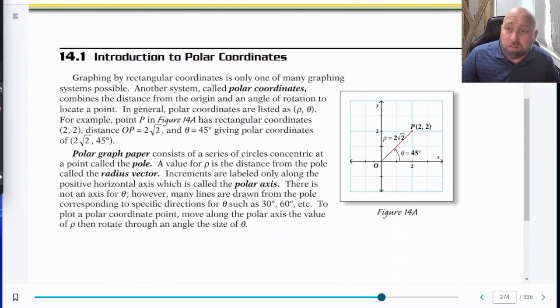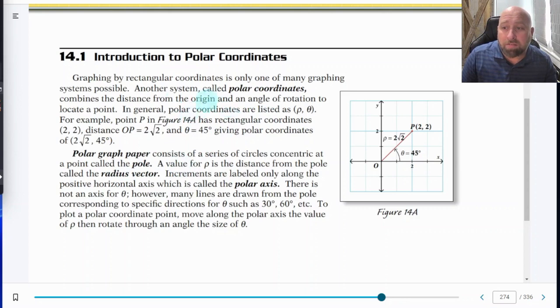Introduction to polar coordinates. Graphing by rectangular coordinates is only one of the many graphing systems possible. Rectangular coordinates are the Cartesian plane, the x and the y. Another system is called polar coordinates. So polar coordinates, this is a way to do things on poles. What's a pole? Think of the Earth here. Think of like the North Pole and the South Pole, that the Earth is a ball, okay? It's spinning, rotating on those poles.